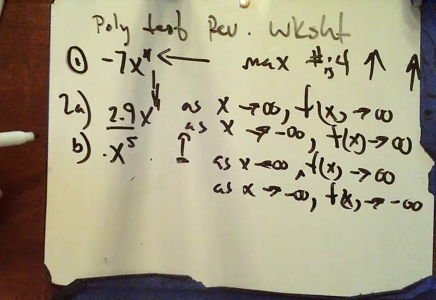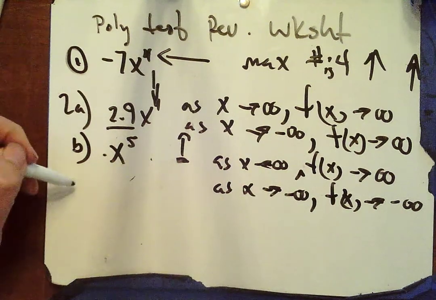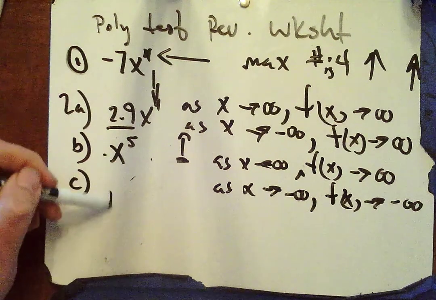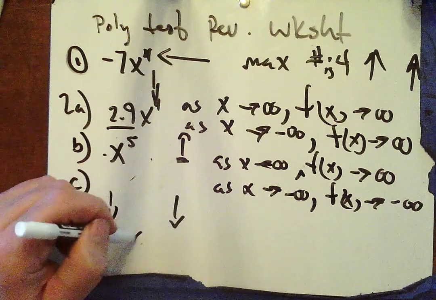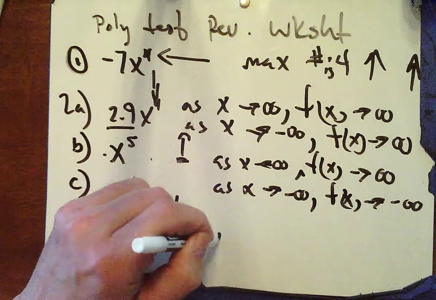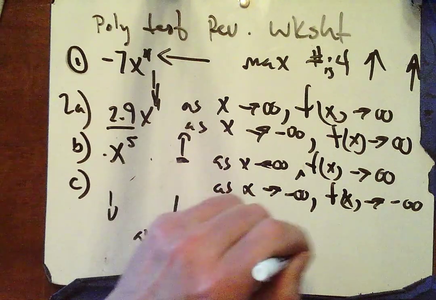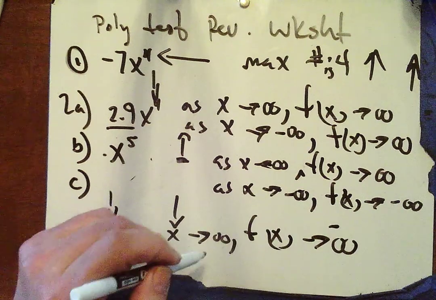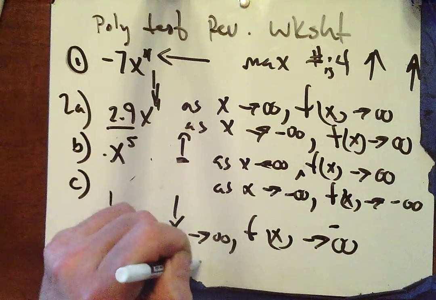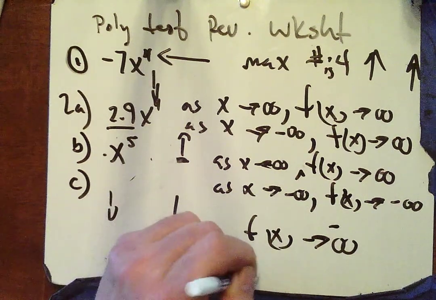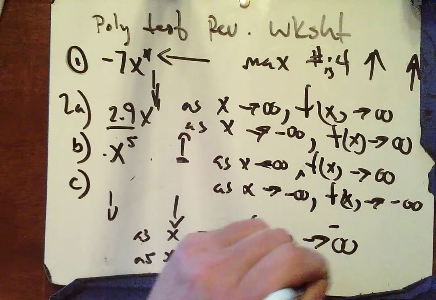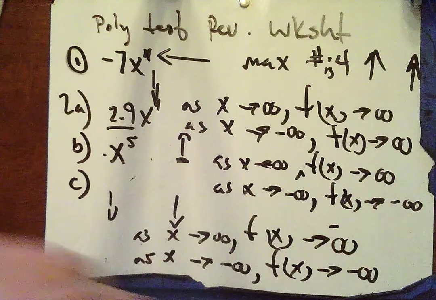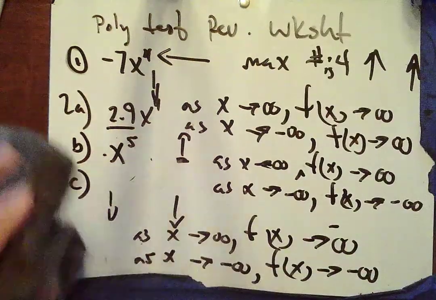All right, and what about C? C says negative x squared. Well, negative x squared, both ends go down. So as x heads to infinity, f of x is headed down, down, down, negative infinity. And as x heads to negative infinity, doesn't matter, f of x is still headed towards negative infinity. All right, there's problem 2.